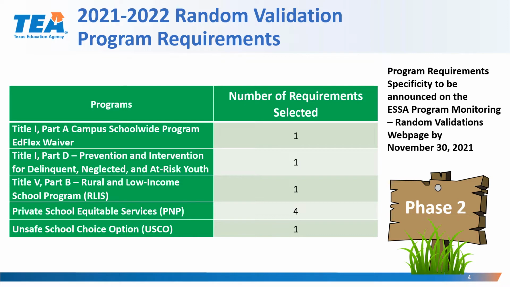Please note that program requirement specificity will be announced on the ESSA Program Monitoring Random Validations webpage by November 30th of 2021.